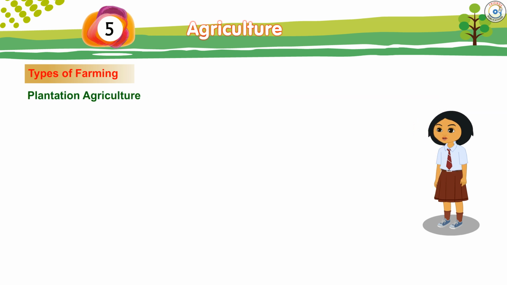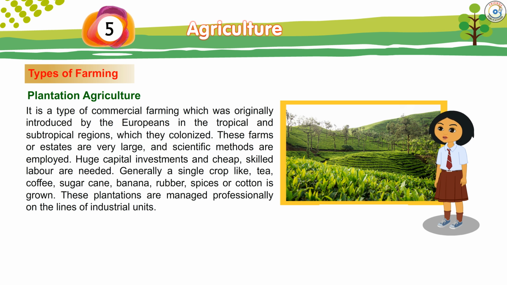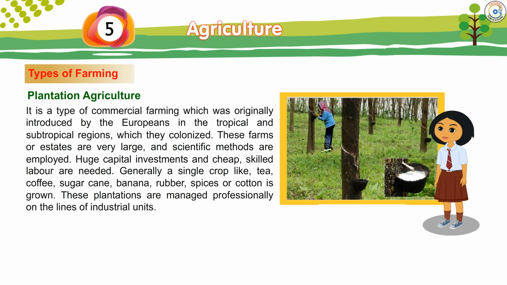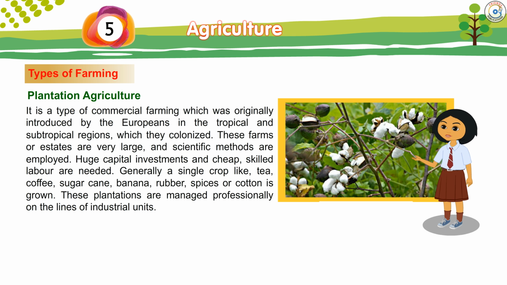Plantation agriculture. It is a type of commercial farming which was originally introduced by the Europeans in the tropical and subtropical regions, which they colonized. These farms or estates are very large and scientific methods are employed. Huge capital investments and cheap skilled labor are needed. Generally, a single crop like tea, coffee, sugarcane, banana, rubber, spices, or cotton is grown. These plantations are managed professionally on the lines of industrial units.